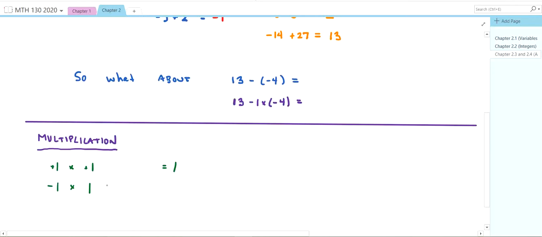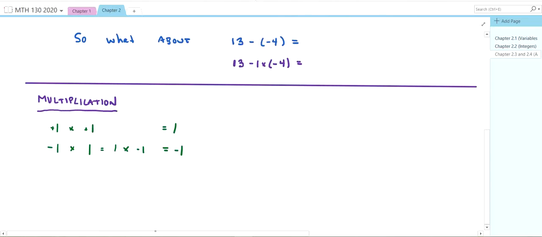Well, this is multiplication. We could switch the order. This gives us the same result as 1 times a minus 1. Well, minus 1 times 1, there's only 1 minus 1, so this obviously equals minus 1. Okay, so far that's pretty intuitive. So let's rewrite this one down here. So we have positive 1 times minus 1 equals minus 1.